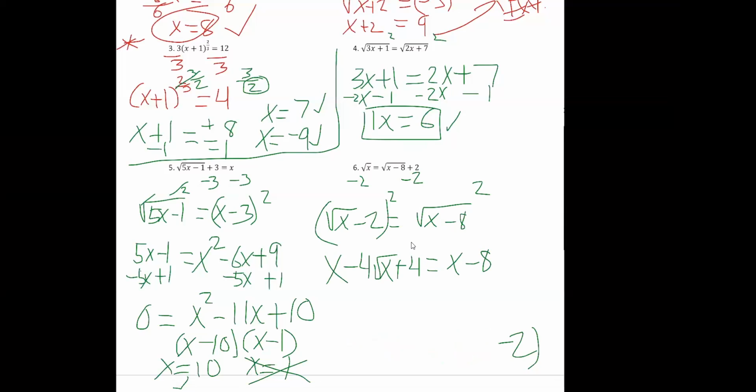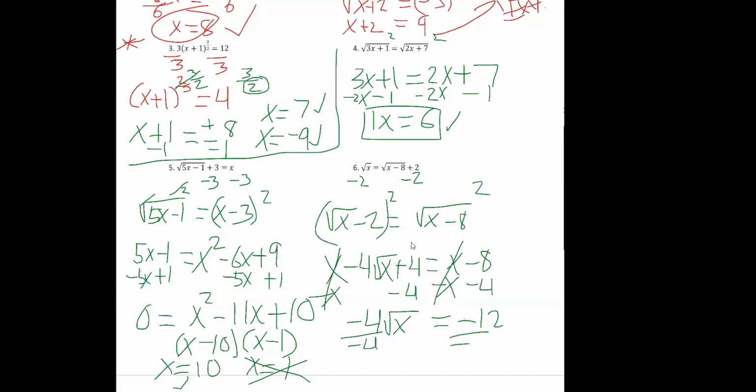I'm just going to erase what I have there. So the x's are just going to cancel out, actually. And I could subtract the 4 over to start getting this radical by itself. So I would have negative 4 square root of x equals negative 12. You can divide by the negative 4. So positive 3, then square both sides. You get x equals 9. And if you do plug this in, just trust me, it does work. But you could verify that if you'd like.